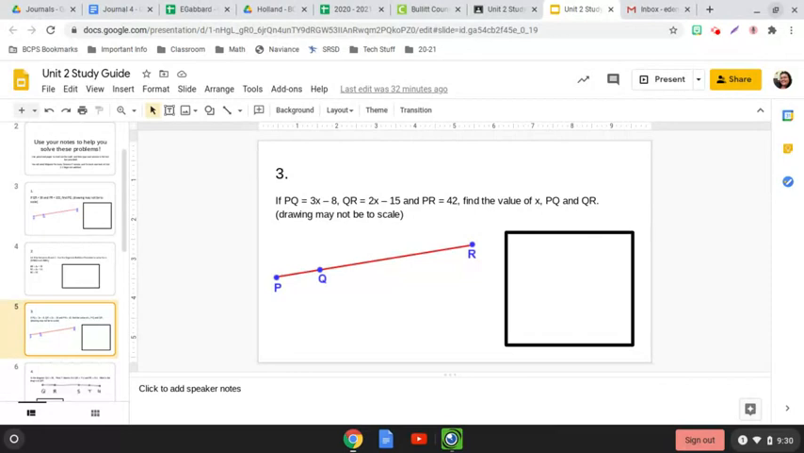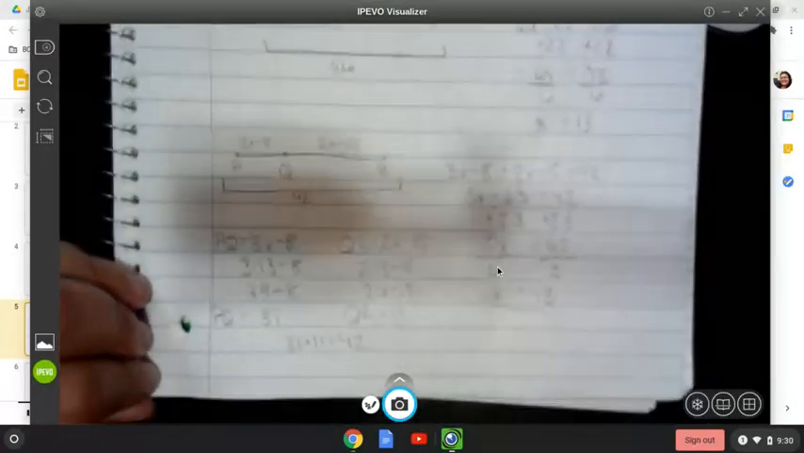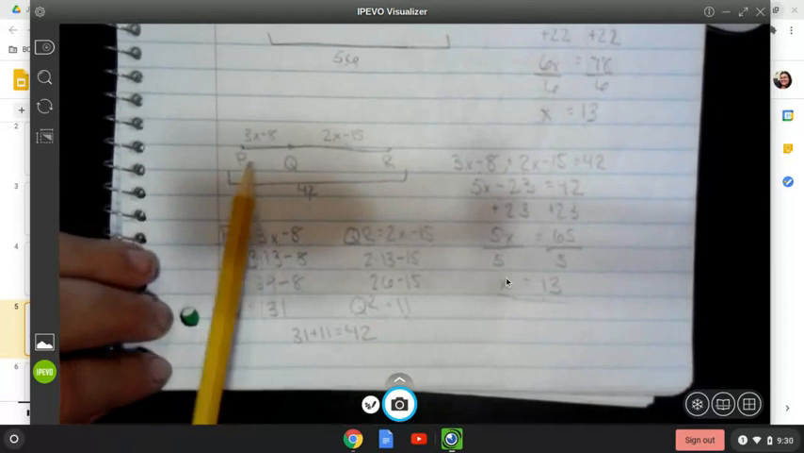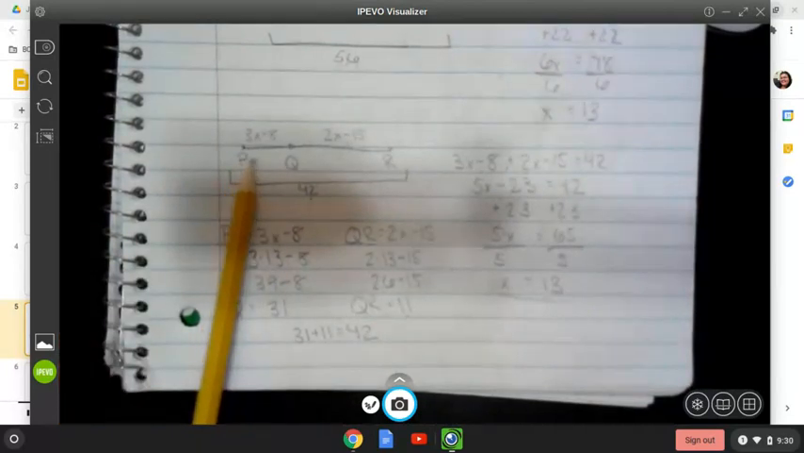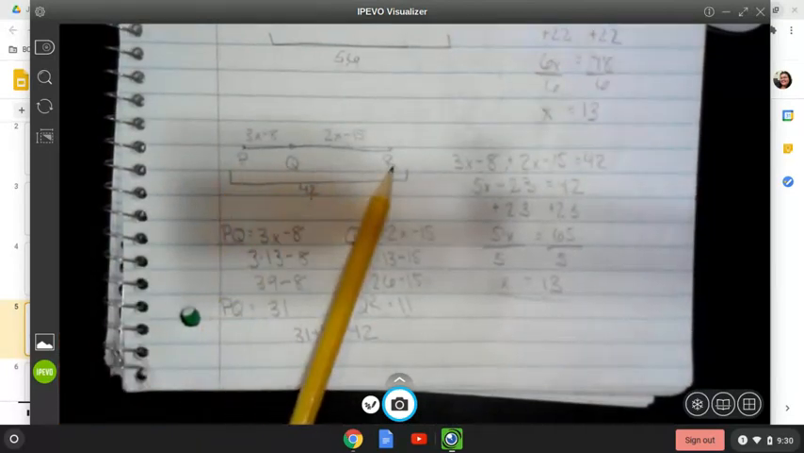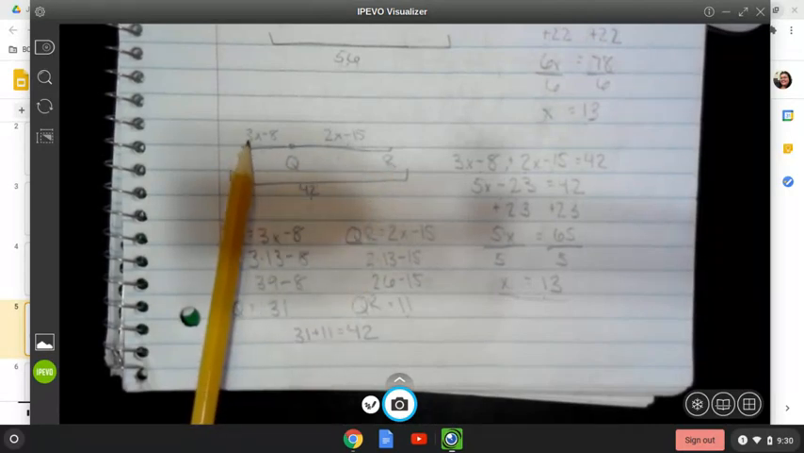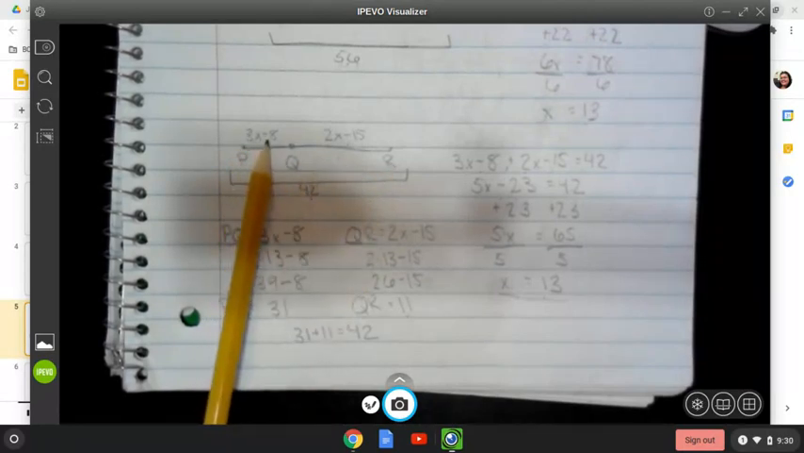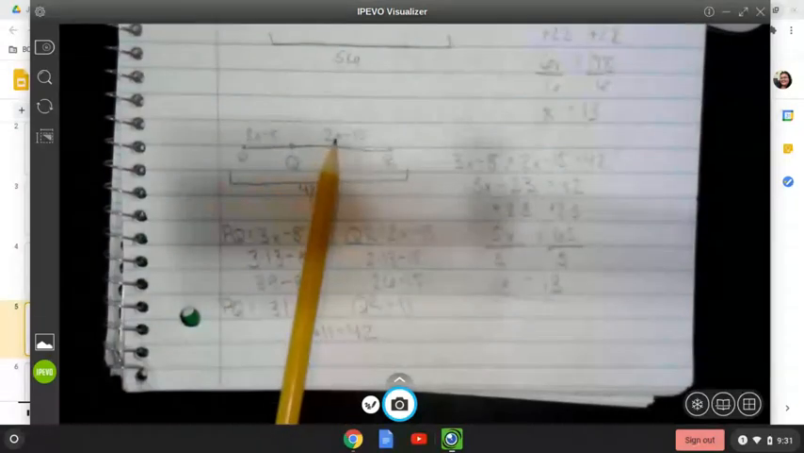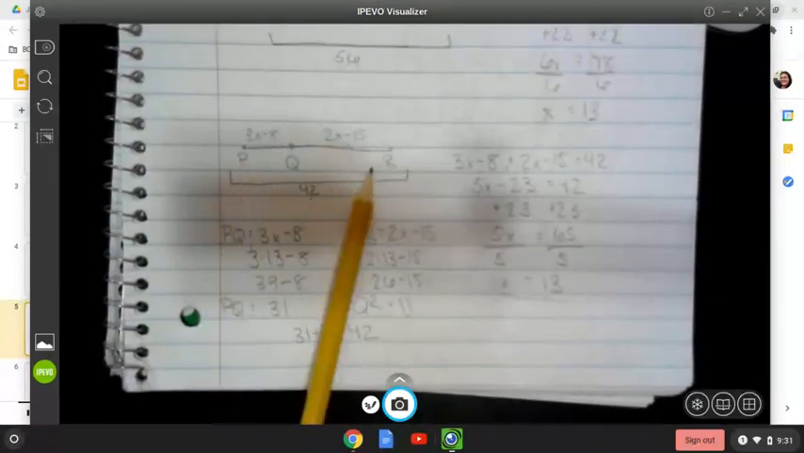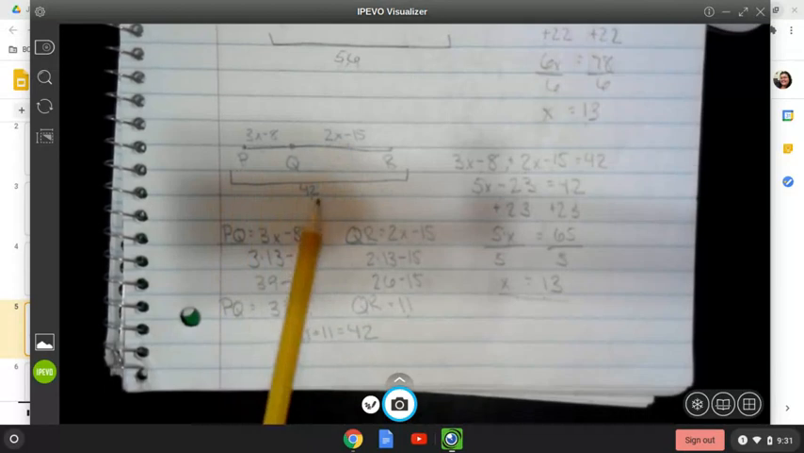Okay, we have our parts, we have our whole. Now we just need to go through and draw it out and tell our story. So our story is we have PQ and QR, and the problem told us that PQ is 3x minus 8 and QR is 2x minus 15, and that PR, or our whole line segment, is 42.